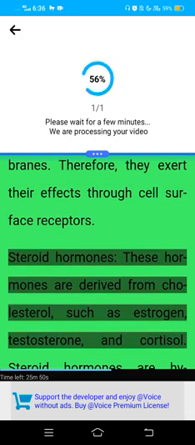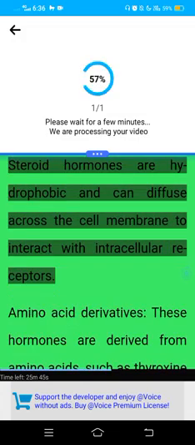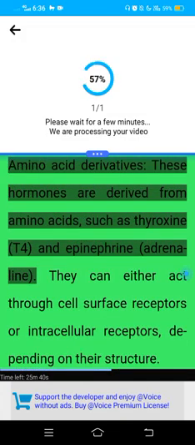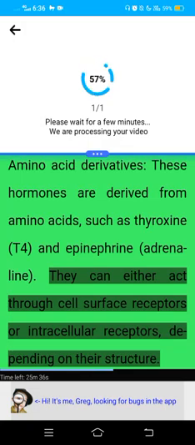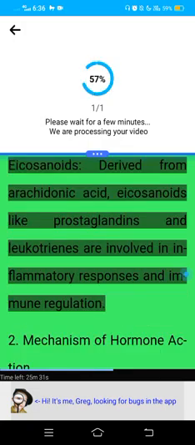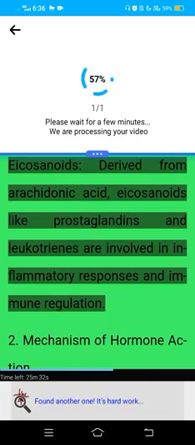Steroid hormones. These hormones are derived from cholesterol, such as estrogen, testosterone, and cortisol. Steroid hormones are hydrophobic and can diffuse across the cell membrane to interact with intracellular receptors. Amino acid derivatives. These hormones are derived from amino acids, such as thyroxine T4 and epinephrine, adrenaline. They can either act through cell surface receptors or intracellular receptors, depending on their structure. Eicosanoids. Derived from arachidonic acid, eicosanoids like prostaglandins and leukotrienes are involved in inflammatory responses and immune regulation.